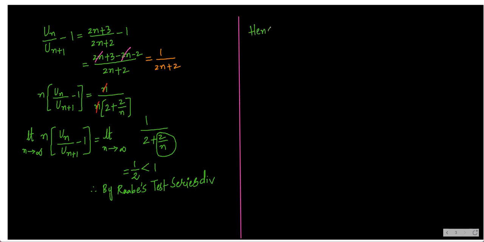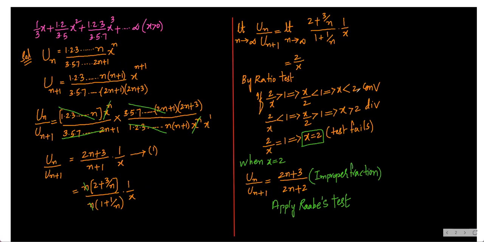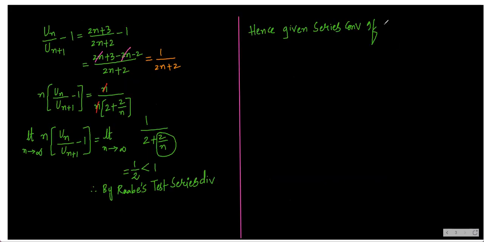Hence, given series convergent if, looking at the previous one, x less than 2 convergent, greater than or equal to 2 divergent. If x is less than 2 convergent, and divergent if x is greater than or equal to 2.